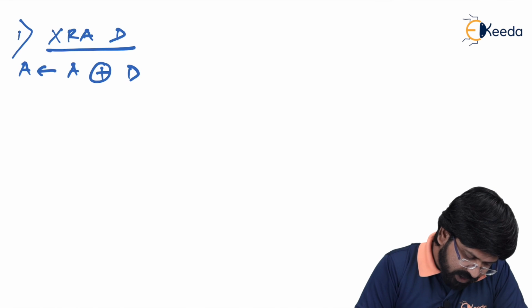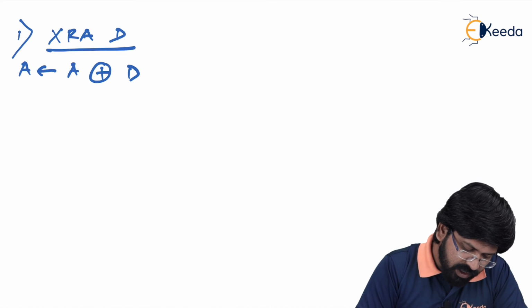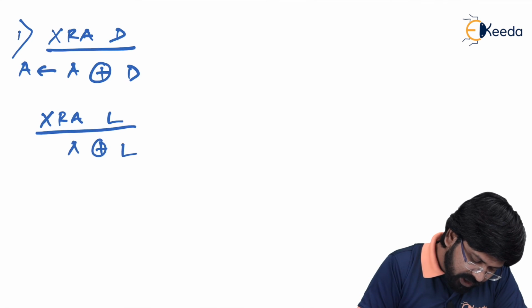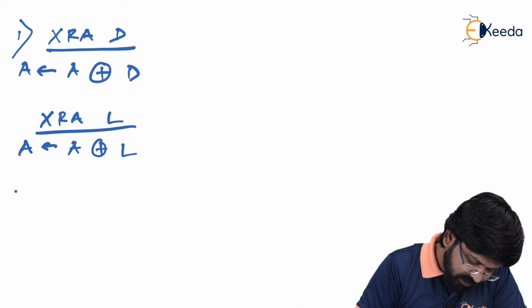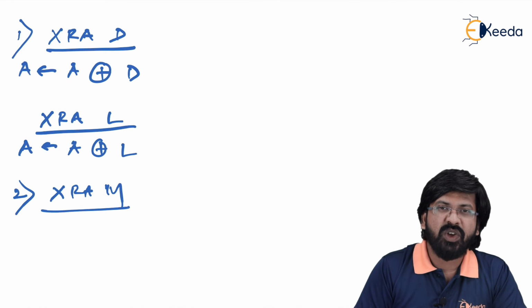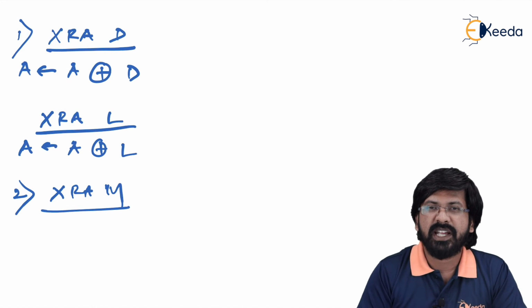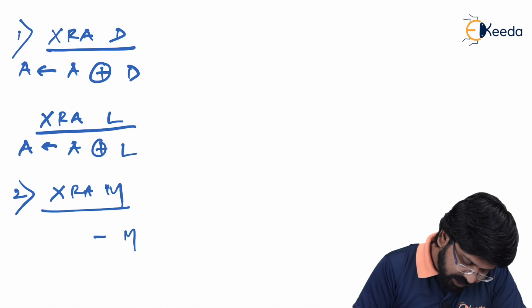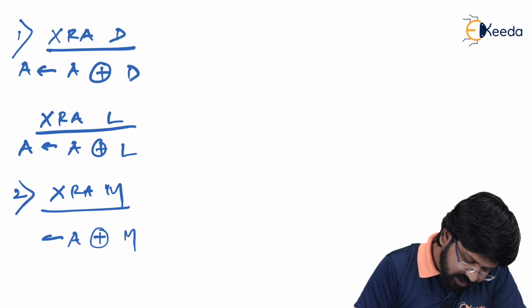So it XORs the given register with A, and the answer goes to A. You can take one more example if you want, XRA L, then L gets XORed with A, of course the answer goes to A. For a second example, I can study XRAM. It logically XORs the content of the memory pointed to by HL with A, and the answer goes to A. So the content of M gets logically XORed with A.